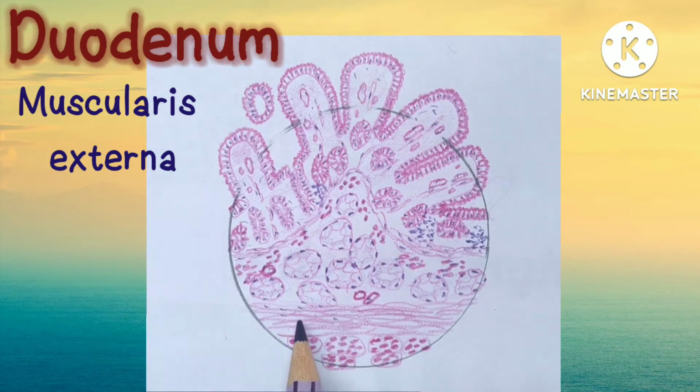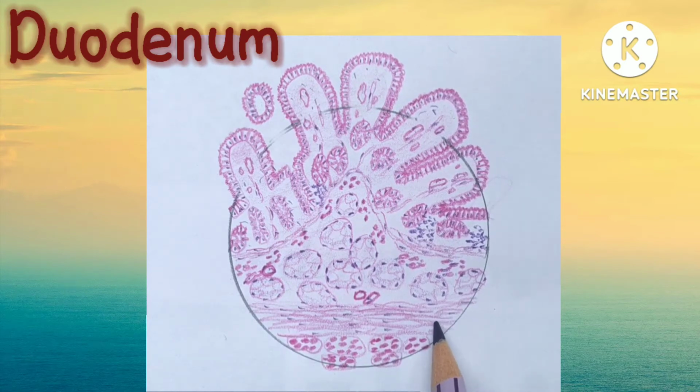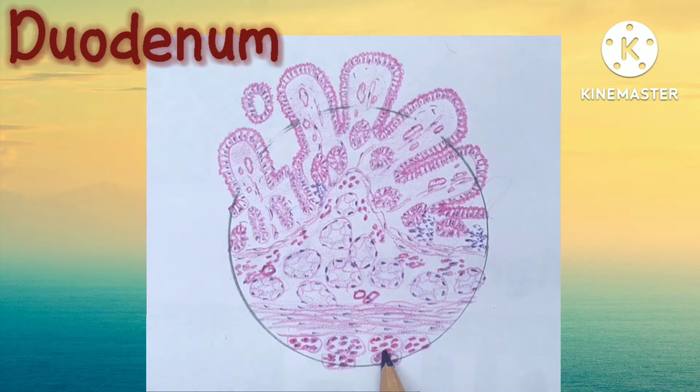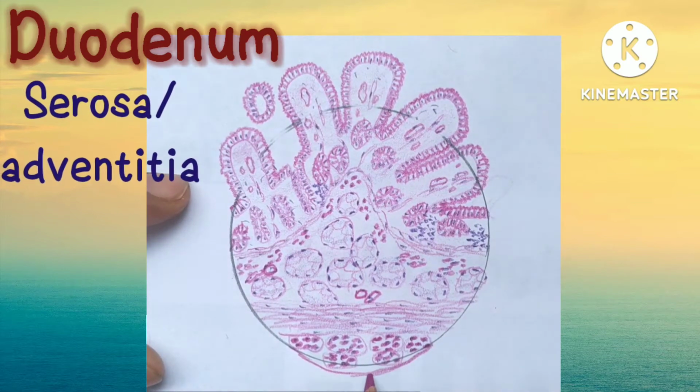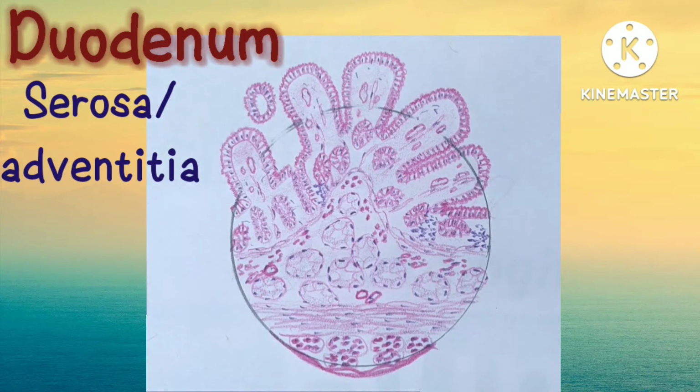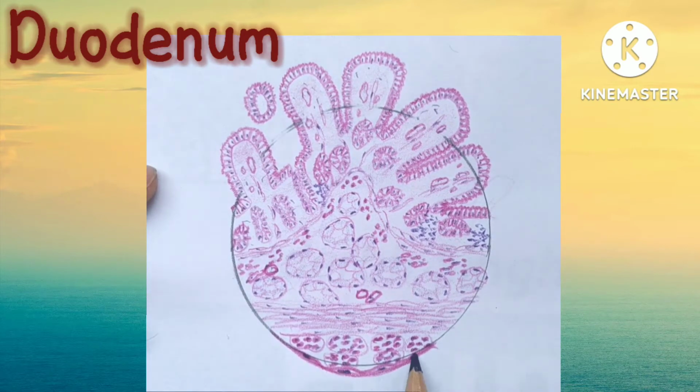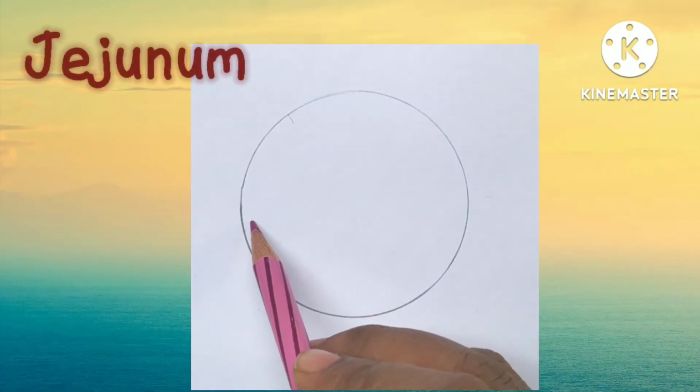The outermost layer, the fourth layer, can be a serosa or adventitia because the duodenum is a retroperitoneal organ. Only the anterior surface is covered by the serosa, whereas the posterior surface is covered by adventitia. So here I am writing the serosa, but adventitia can also be there. Serosa is nothing but a squamous epithelium, the peritoneal covering. You can also write some blood vessels and adipose tissue.